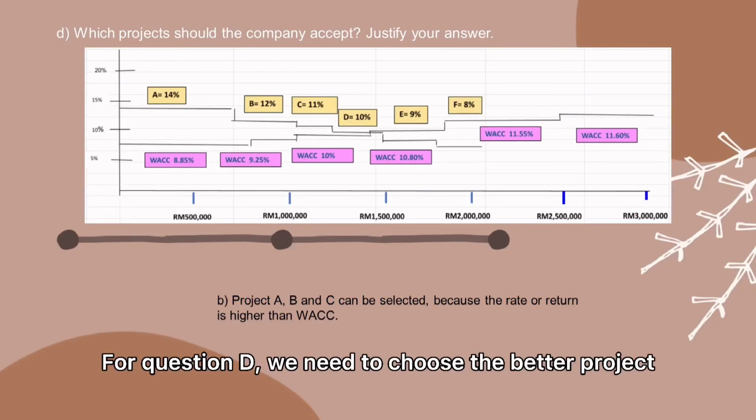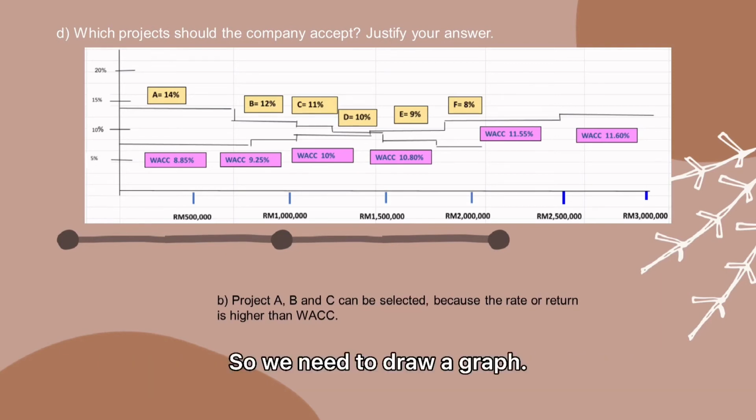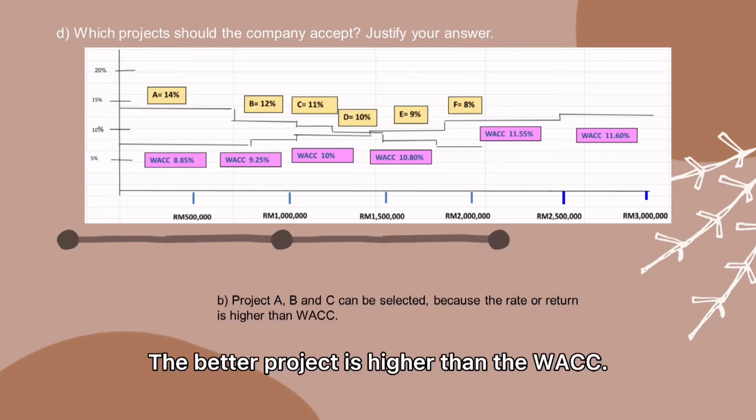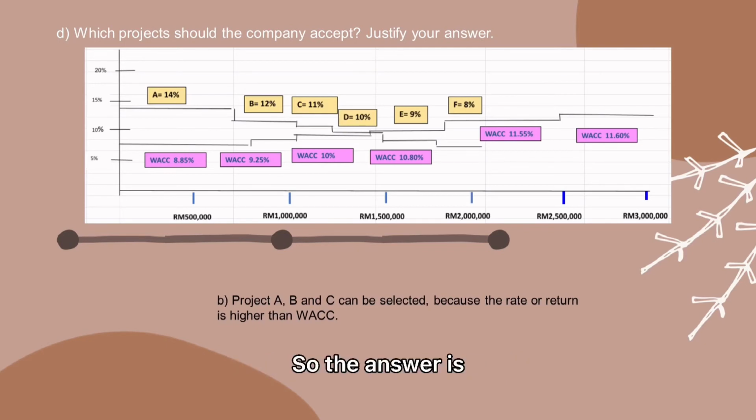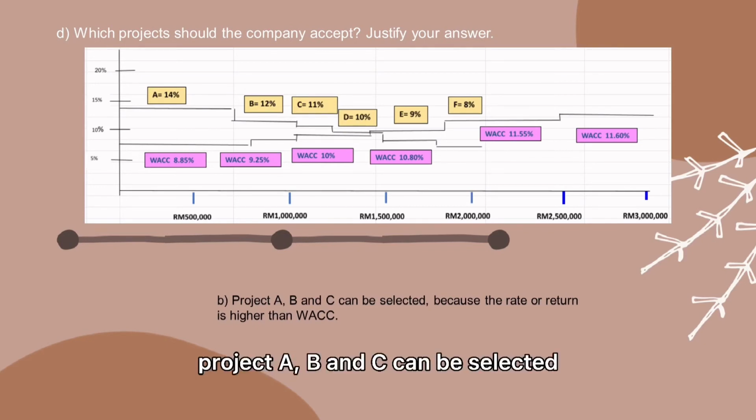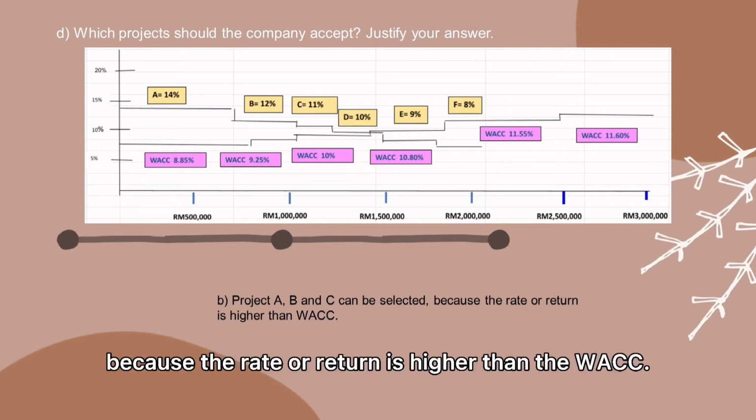For question D, we need to choose the better project. So, we need to draw a graph. The better project is the one higher than WACC. So, the answer is projects A, B, and C can be selected because the rate of return is higher than WACC.